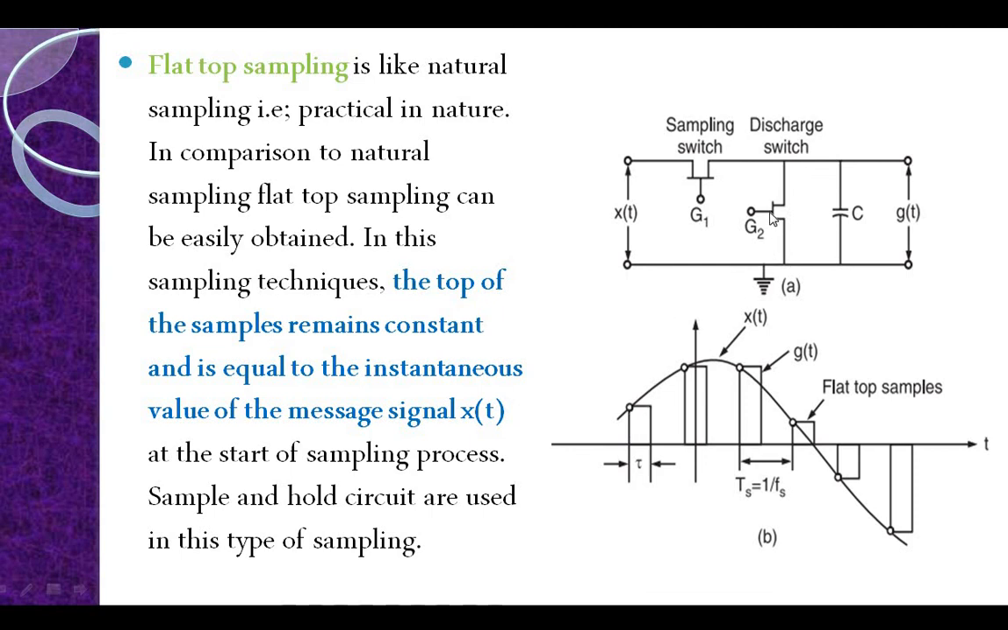When G2 is off, it goes to discharge. Then afterwards G1 is again off, meaning the sampling switch is off, and again due to the discharge switch, it will be charging. After some time when it is on, it will be discharging. So due to this circuitry we will be getting a flat top sampling.